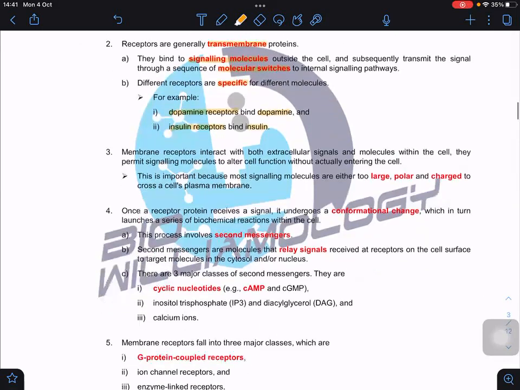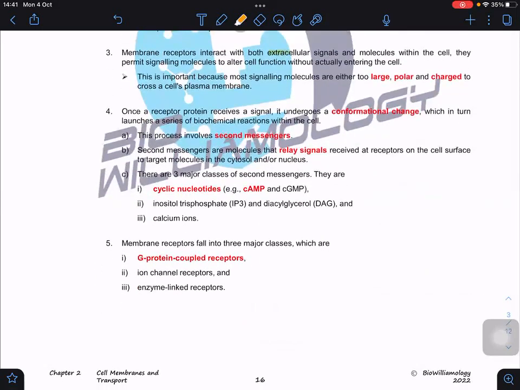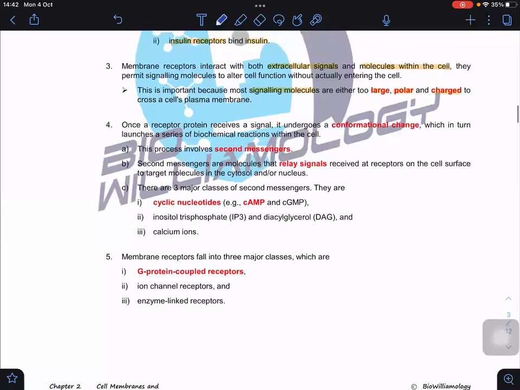Are you clear? So membrane receptors interact with both the extracellular signal and molecules within the cells, allowing this signal transduction to take place. And it's very important because most signaling molecules are too large, polar or charged to cross the cell plasma membrane. Therefore, we need this membrane receptor. This membrane receptor also provides what we call specificity, because it depends on the type of the cells. Not all cells will express or have that particular protein.